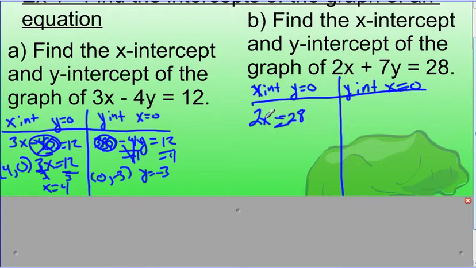Okay, now solve. To get the variable by itself, we have to divide both sides by 2. These cancel out. x equals 14. So this crosses the x-axis at the value of 14. I also like to write down the point. So (14, 0).